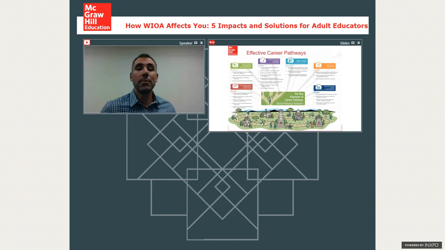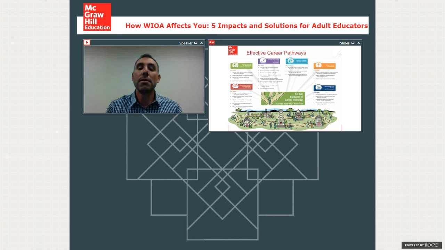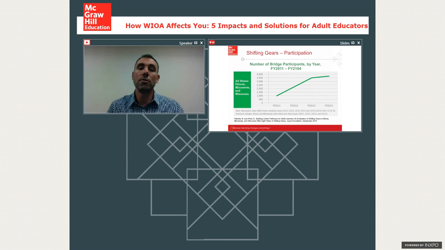Not going to spend much time on this slide, but in terms of the overall system, this is from the Career Pathways Initiative, and these are all of the elements of a career pathway in terms of the various agencies that are needed in order for it to be effective. Again, what we're focusing on today is what educators need to be doing, so I'm going to move on from that slide.